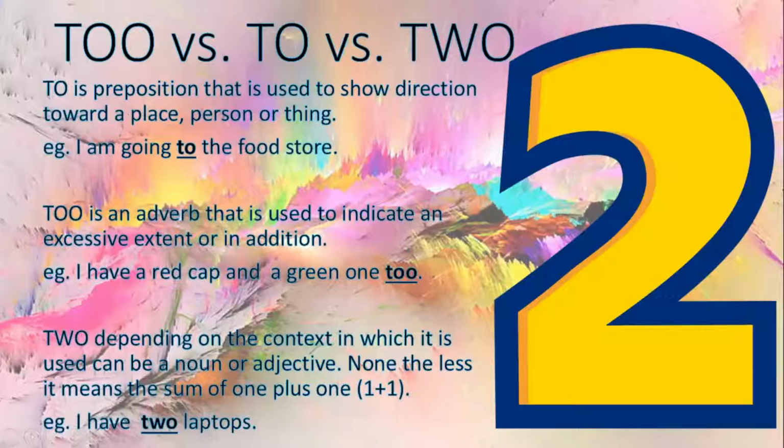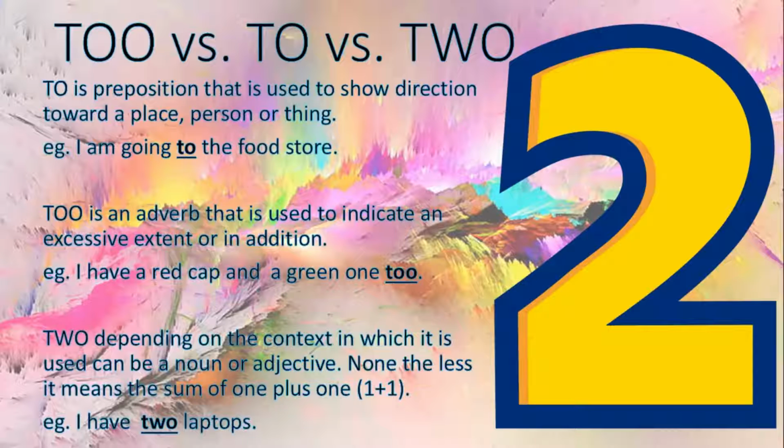TOO, TO, and TWO. TO is a preposition that is used to show direction toward a place, person, or thing. Example, I am going to the shop. Where are you going? To the shop or to the food store. All right. So to is a preposition that is used to show direction. TOO is an adverb that is used to indicate an excessive extent, or in addition. So let's look at this example here. I have a red cap and a green one too.